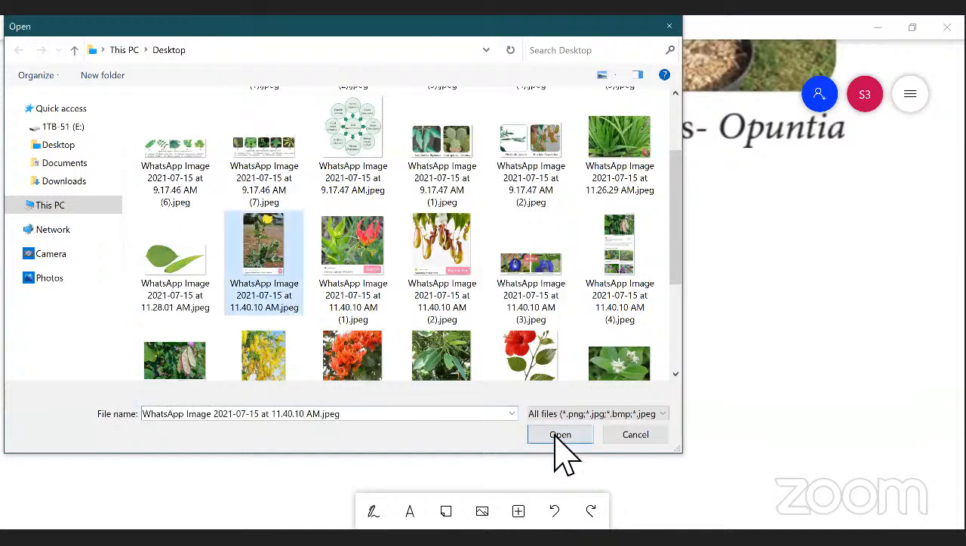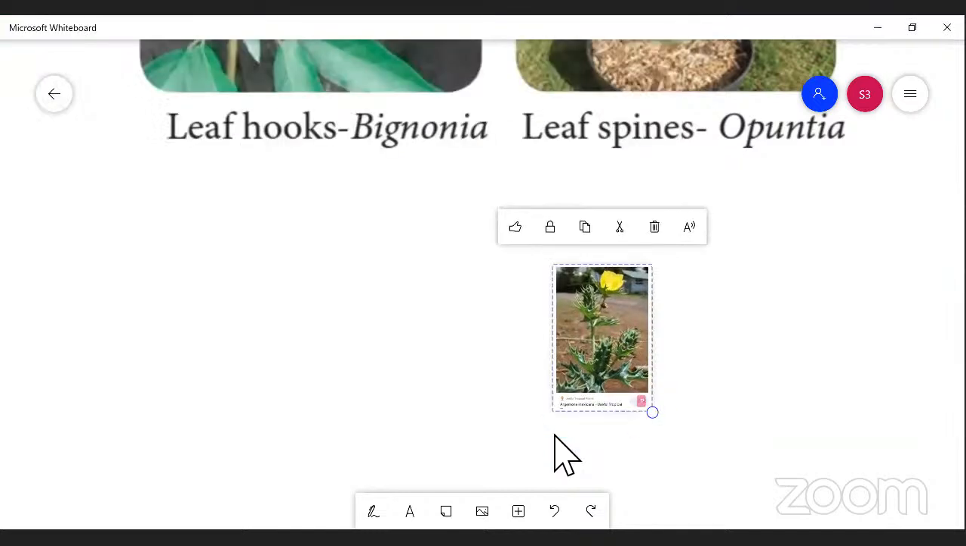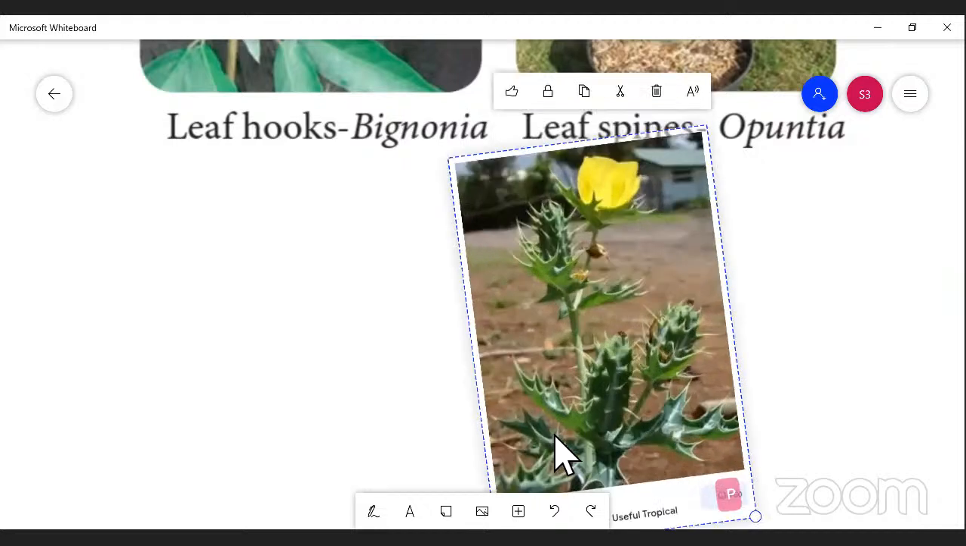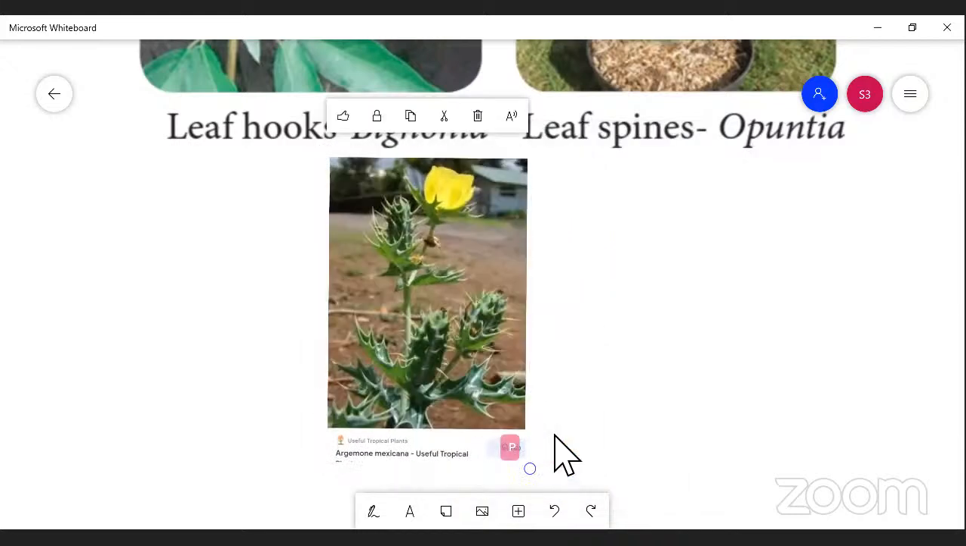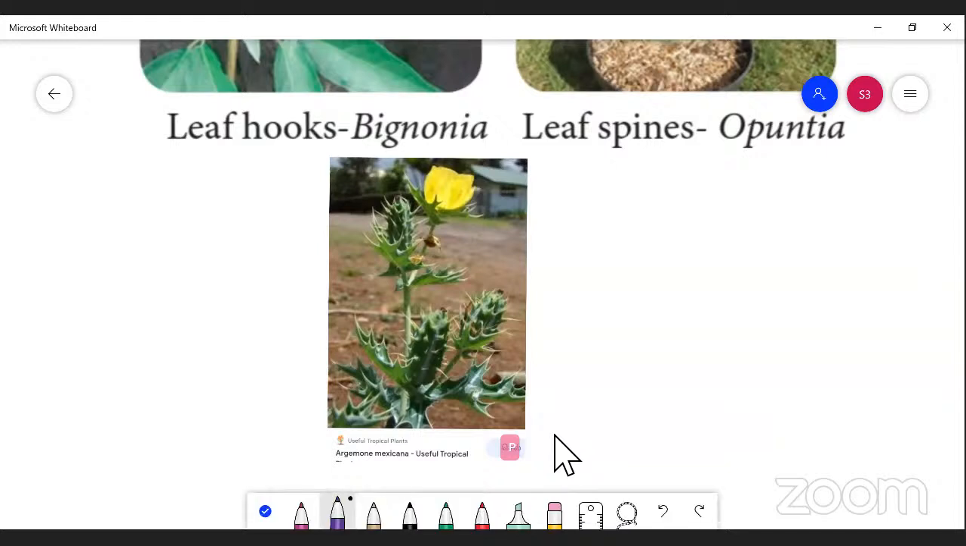One more example that I'm going to show you is spines, Argemone mexicana, right? The other day I just explained to you the secondary function. While discussing the secondary function of leaf, we discussed Argemone mexicana, which prevents grazing of animals, right? So in order to protect itself, the leaf is modified into spine. The spines originate from the leaf portion to prevent the grazing of animals. So this is a right example for a leaf spine.